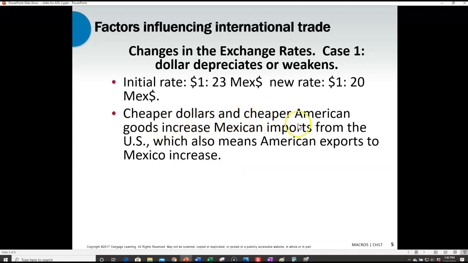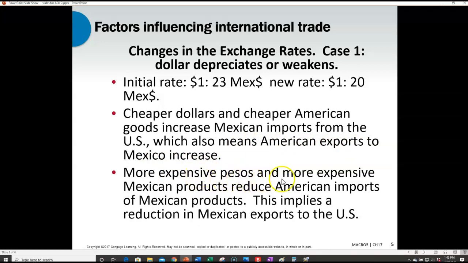Cheaper dollars and cheaper American goods increase Mexican imports from the United States because the goods and services from the United States are cheaper, which also means American exports to Mexico increase. More expensive pesos and more expensive Mexican products reduce American imports of Mexican products. This implies a reduction in Mexican exports to the United States. Again, the two sides of the same transaction.